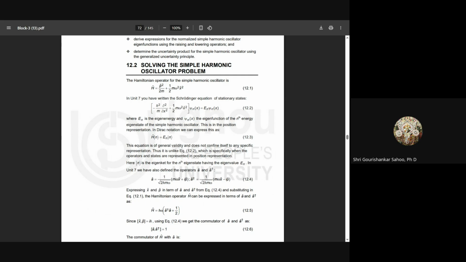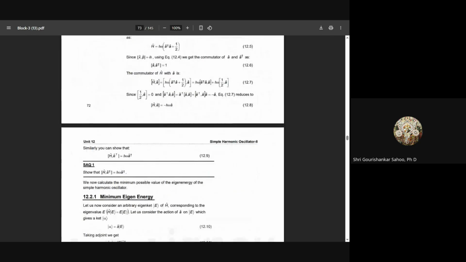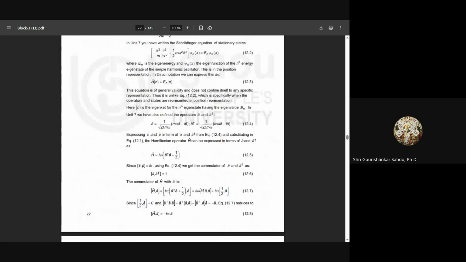Simple harmonic oscillator problem, which we have already solved using the Schrodinger differential equation. But here we can also solve it using the Hamiltonian operator, that is P cap square by 2m plus half m omega square x cap square. So you can see here the formalism is somewhat different.